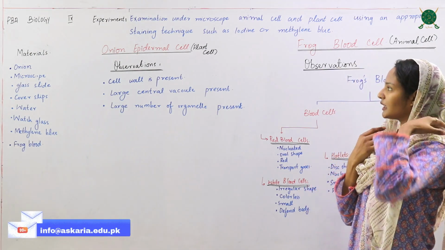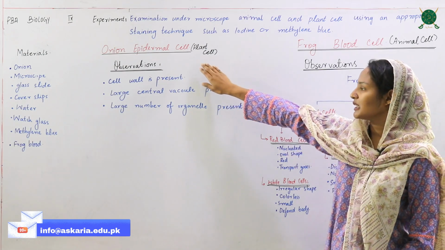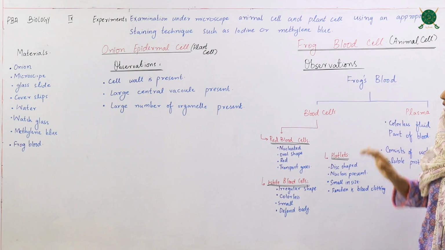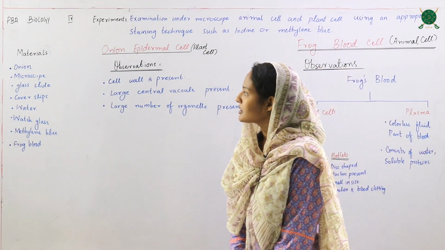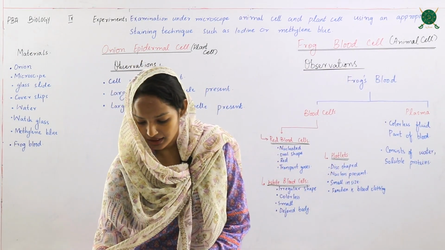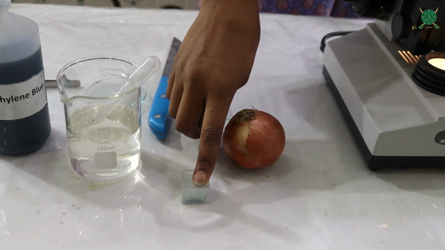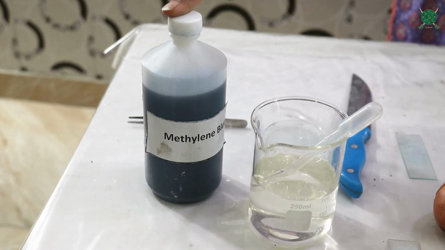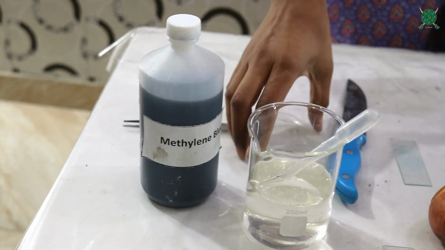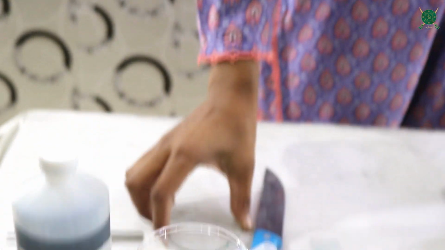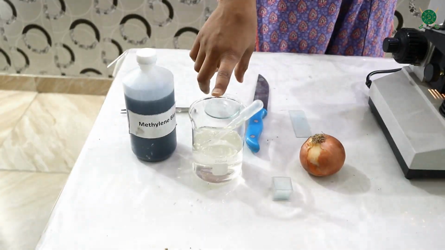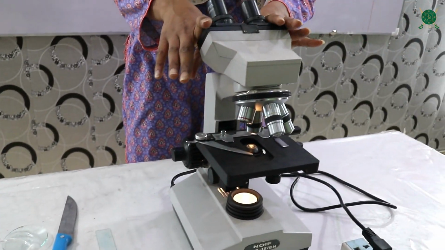For this purpose we will use onion epidermal cell as a plant cell and frog's blood cell as an animal cell. We require some materials such as onion, cover slips, a stainer such as methylene blue. You can also use iodine instead of methylene blue, a watch glass, a glass slide, dropper, water and a microscope.